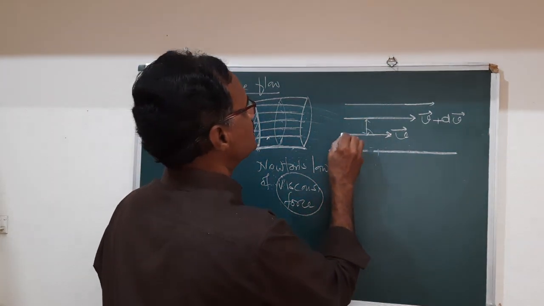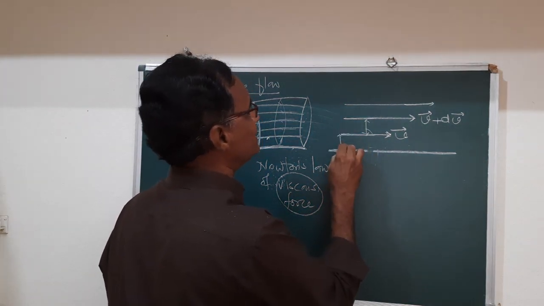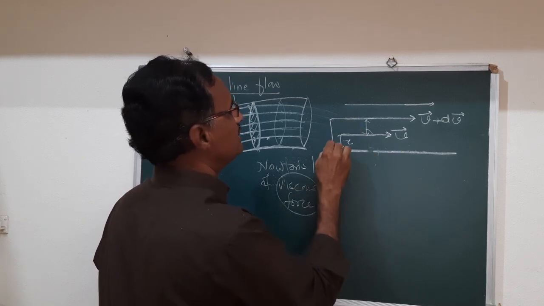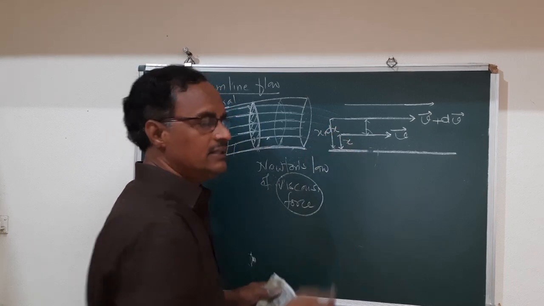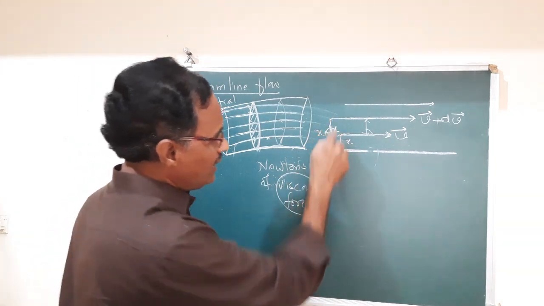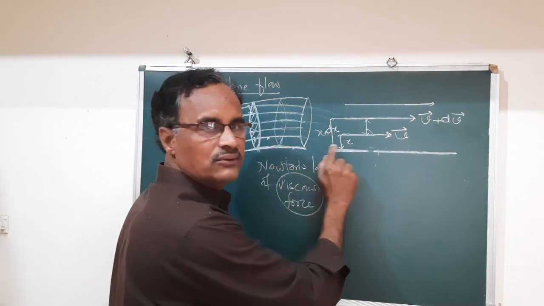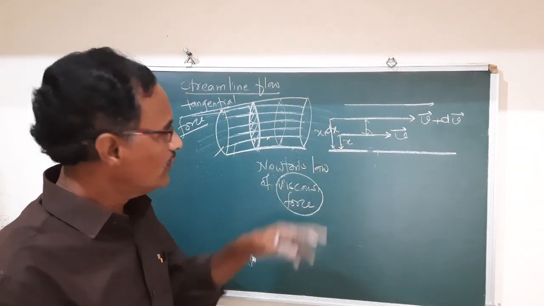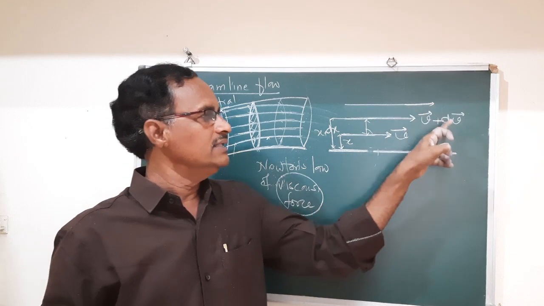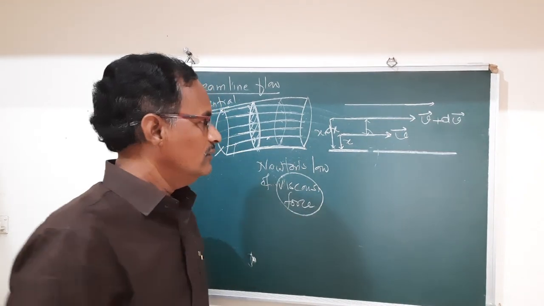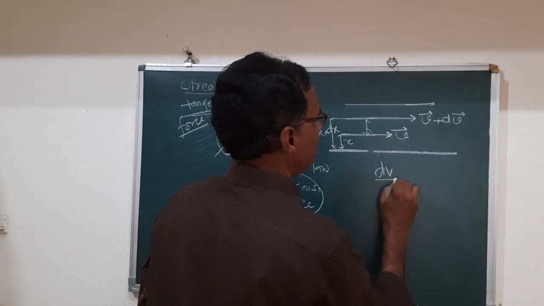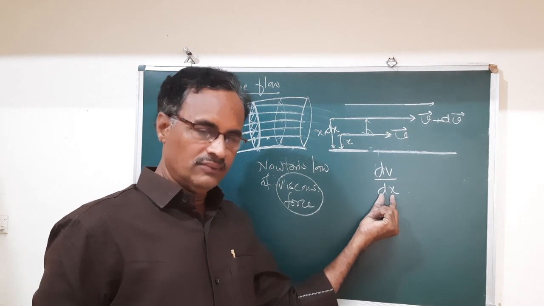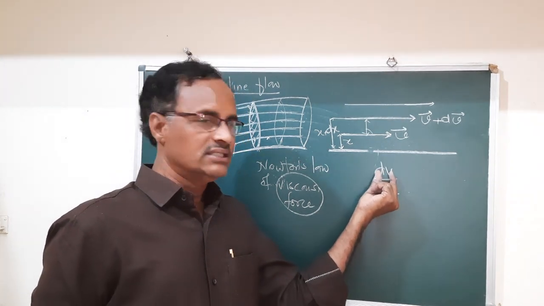Now, if you consider a vertical distance from the base layer, suppose the distance of this layer is x, then the distance of this upper layer is x plus dx. This vertical distance is perpendicular to each layer, and it increases by dx. Now for the increase in distance dx, there is an increase in velocity dv. Now we can write it as dv by dx. For increase in distance from the lower layer, there is an increase in velocity by dv.